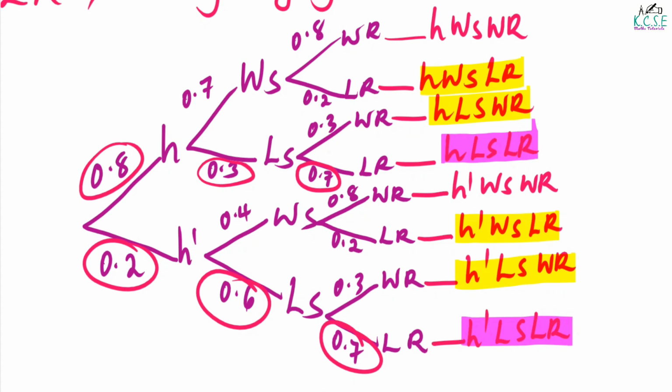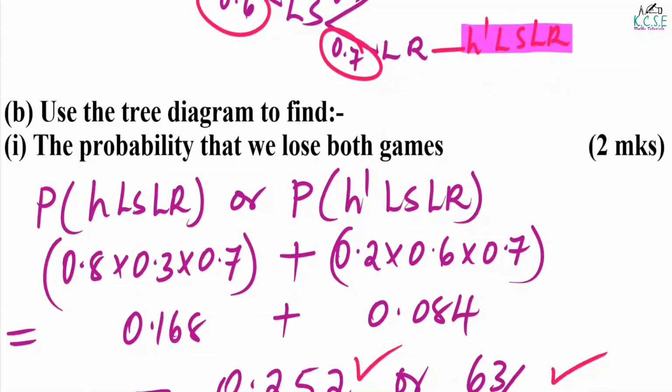So the ones that I've highlighted in yellow are instances where only one game is won. We win only one game and lose the other. So hosting, winning soccer, losing rugby. Hosting, losing soccer, winning rugby. Not hosting, winning soccer, losing rugby. Not hosting, losing soccer, winning rugby. So those are the instances.